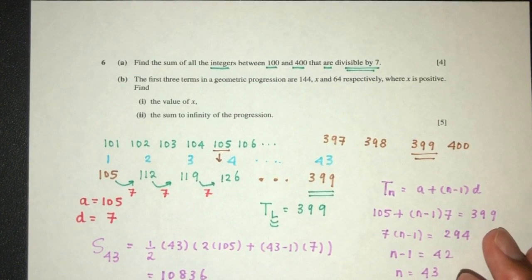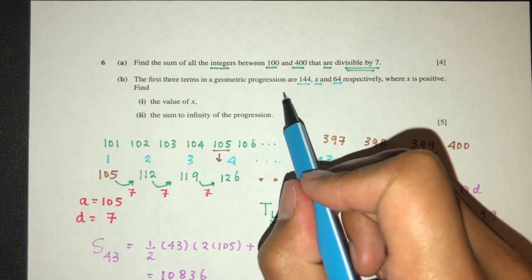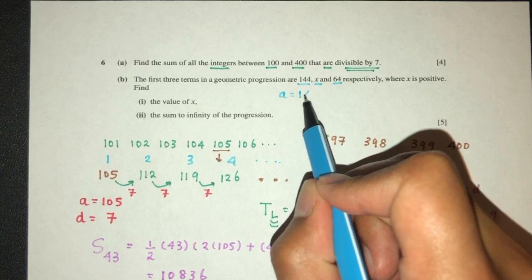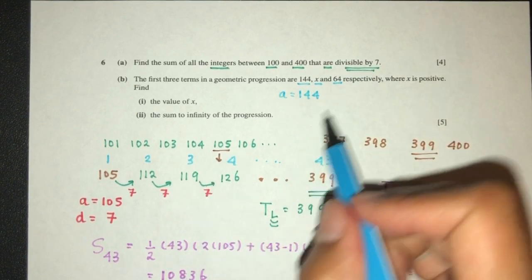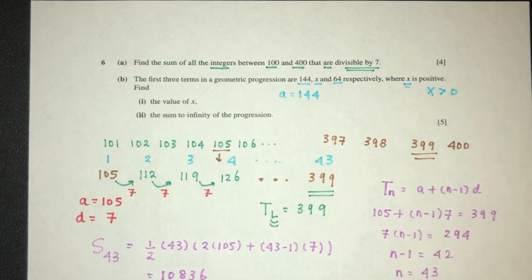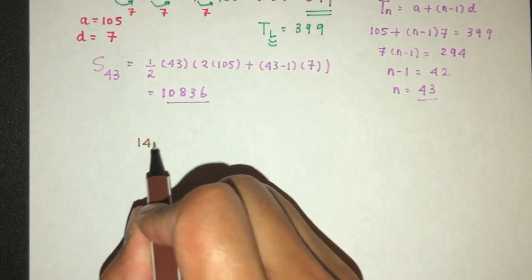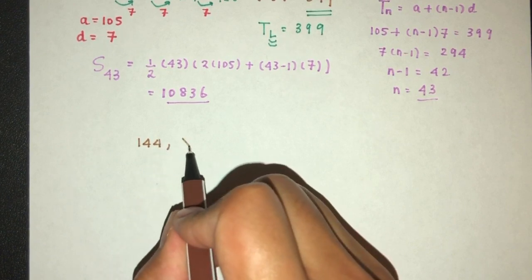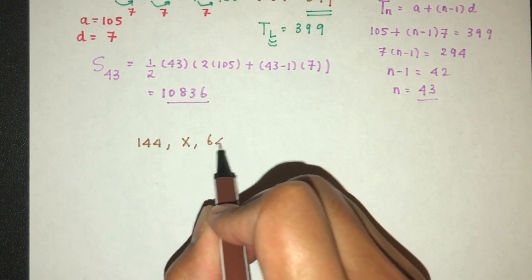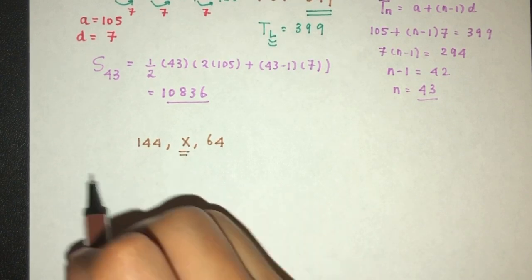The first three terms in a geometric progression are given. So a has to be 144, and x is a positive value. Let me write this down. We know that the first term is 144, and then we have x, and then we have 64. Now, part 1: find the value of x.